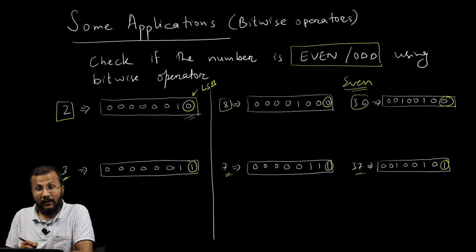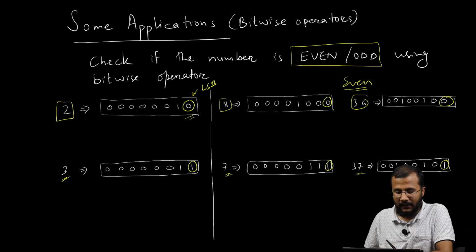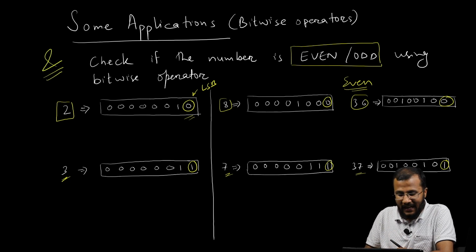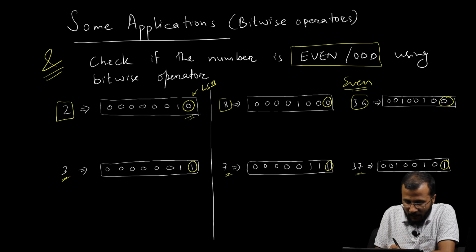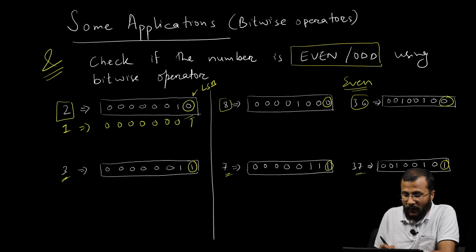Now, what is the way we can actually extract the least significant bit from the binary sequence of a number? We cannot extract this LSB directly, but we can use the bitwise AND operator to perform this action. If I do bitwise AND with 1, what is 1 in binary? 1 is 0, 0, 0, 0, 0, 0, 0, 1. Now if I do bitwise AND here, what happens? What is the output?